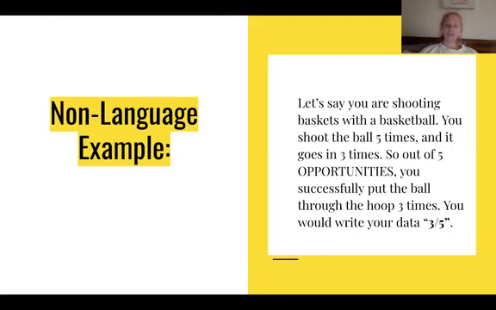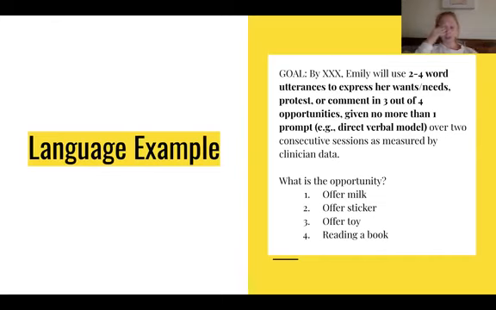So here's a non-language example, just because sometimes it can be easier to understand when it's something you already have a grasp of. So let's say you're shooting at baskets with a basketball, and you shoot the ball 5 times and it goes in 3 times. So you had 5 opportunities because you shot it 5 times. It went in the basket 3 times. So you would write your data 3 out of 5, right? Because you shot it 5, it went in 3.